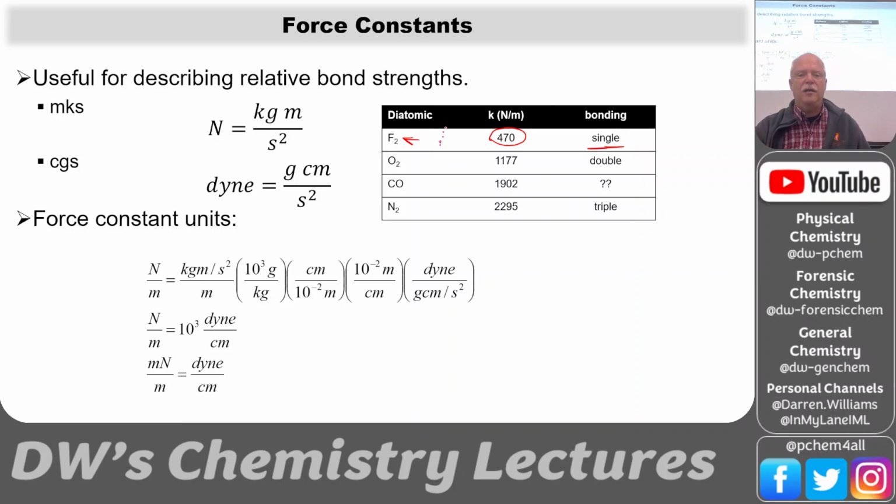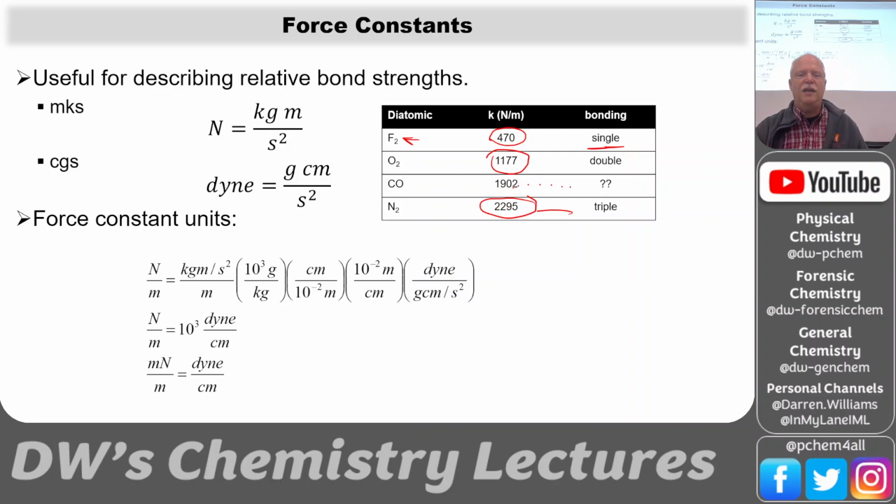Oxygen has a double bond. You're familiar with that. And look at the force constant. It's gone up. So again, a force constant is helpful for us to look at the strength of the bonds. And then nitrogen, a triple bond. Okay, it's got a force constant of almost twice the oxygen.